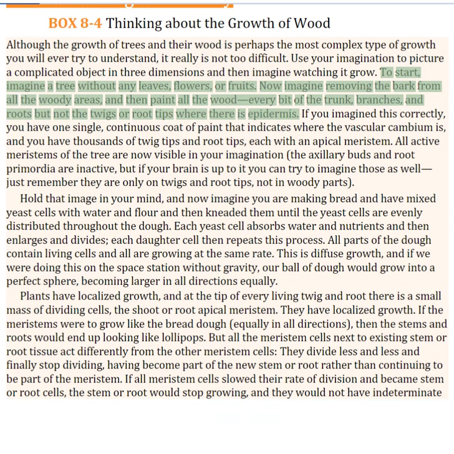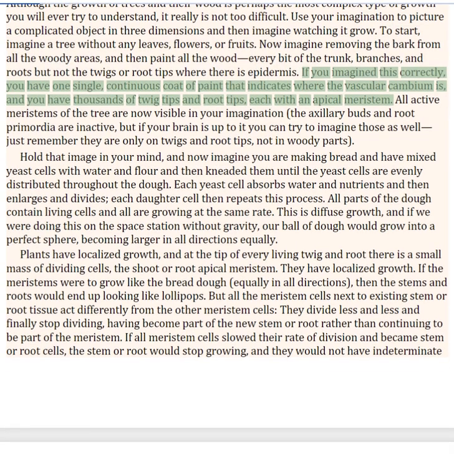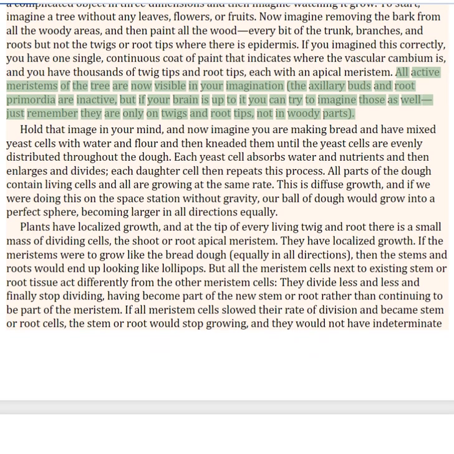To start, imagine a tree without any leaves, flowers, or fruits. Now imagine removing the bark from all the woody areas, and then paint all the wood, every bit of the trunk, branches, and roots, but not the twigs or root tips where there is epidermis. If you imagine this correctly, you have one single, continuous coat of paint that indicates where the vascular cambium is, and you have thousands of twig tips and root tips, each with an apical meristem. All active meristems of the tree are now visible in your imagination.